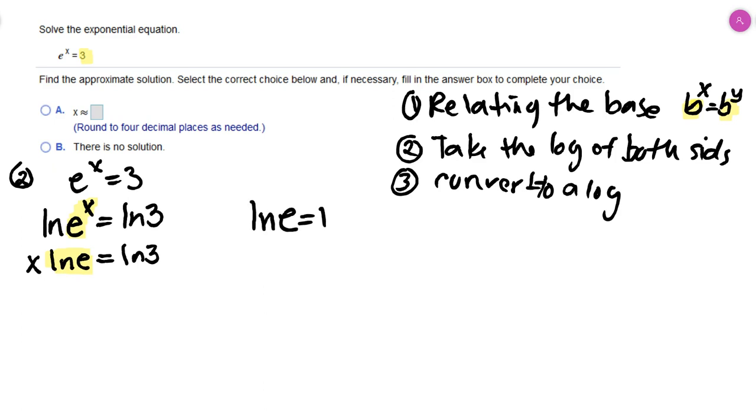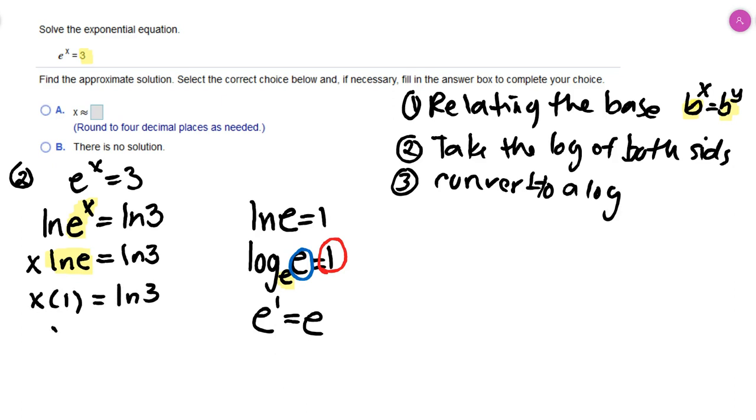Let's talk about that for a second, how we know that. Natural log e is the same thing as log base e of e. And when the base of the log and what you're taking the log of are the same, that's equal to 1. If I rewrite this, it might make a little bit more sense. The base is e. The power is 1. And then that equals what's inside the log. So we're able to simplify natural log of e to be 1. And 1 times anything is itself, so we have x equals natural log 3.